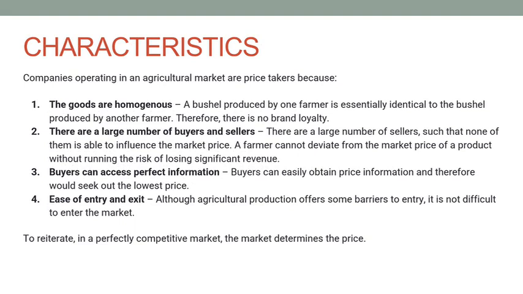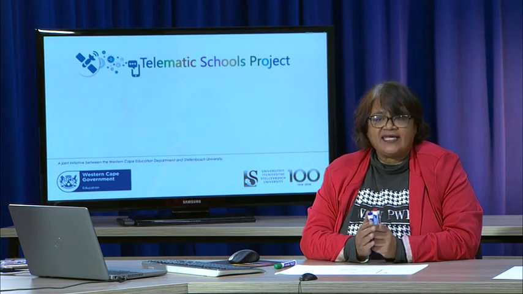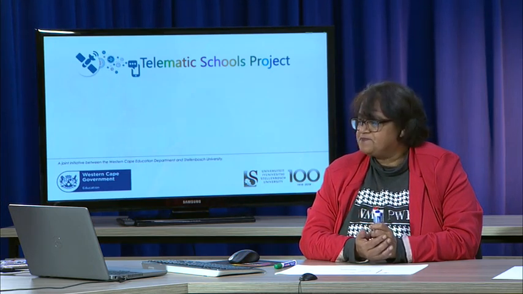So, the goods are homogeneous. What do we mean when we say the goods are homogeneous? They are all identical. So a bushel produced by one farmer is essentially identical to the bushel produced by another farmer. Therefore, there is no brand loyalty. The goods are exactly the same physically, right? The physical attributes of the goods are exactly the same. So therefore, they are known as homogeneous products.